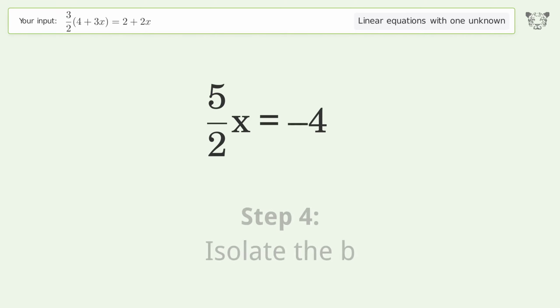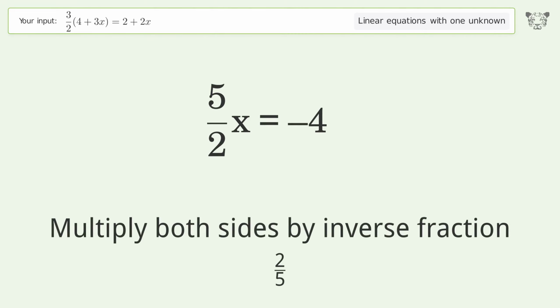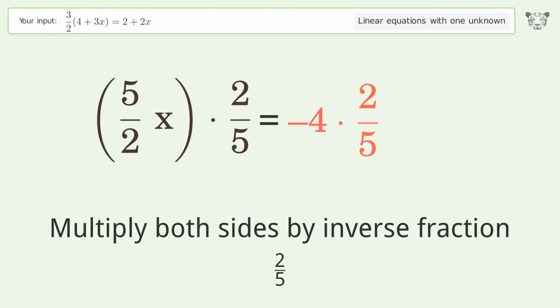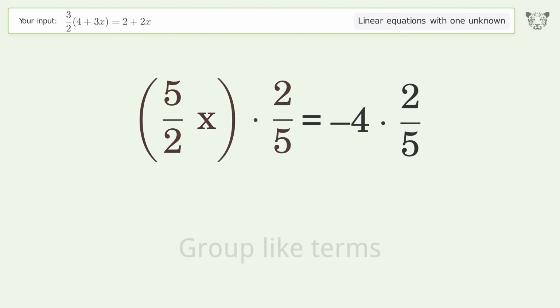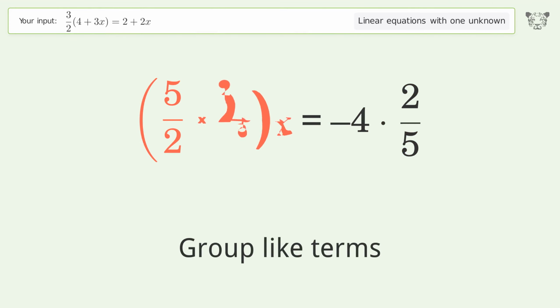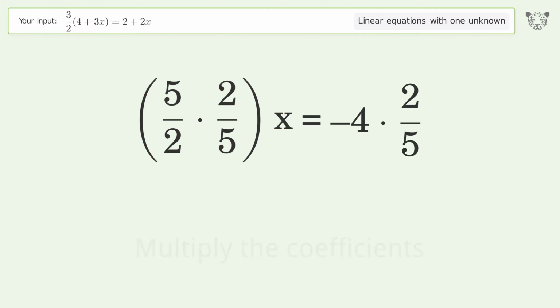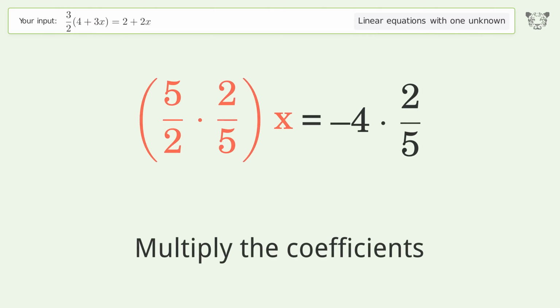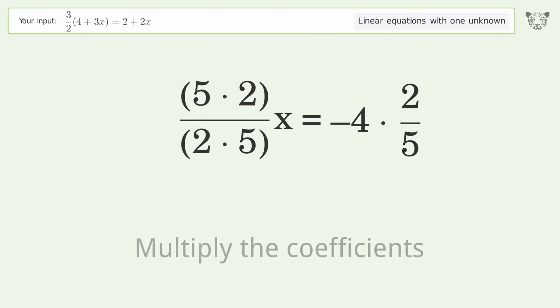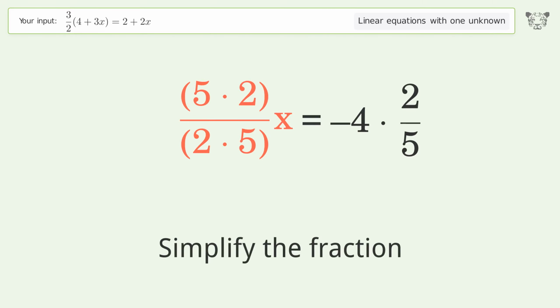Isolate the b. Multiply both sides by inverse fraction 2/5. Group like terms. Multiply the coefficients. Simplify the fraction.